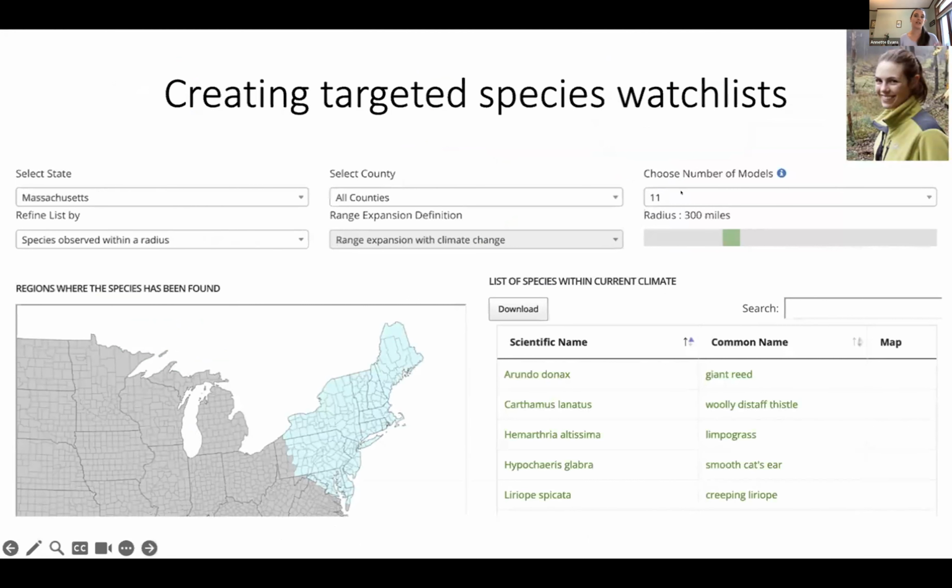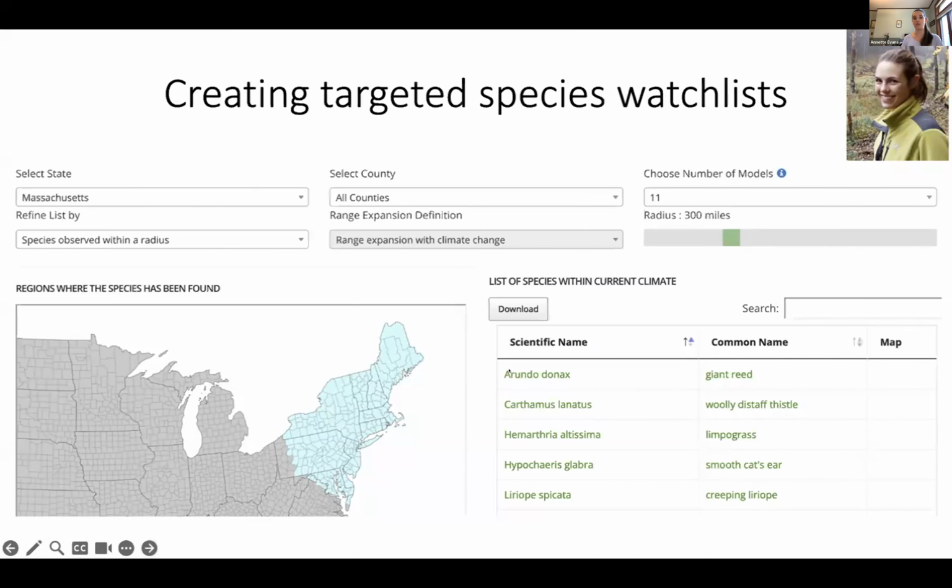And then you can also select the number of models that predict suitable habitat for that species. So for Jenica's work, it was between 1 and 13 models. So the higher the number of models, the greater the certainty or agreement between models that that area is likely to be suitable in the future. And what you'll see as you're toggling between all these different drop-down menus is this map dynamically update to show the region where data is being pulled from, and also a list of species. So it basically creates a watch list and updates that watch list dynamically for you as you're toggling around.